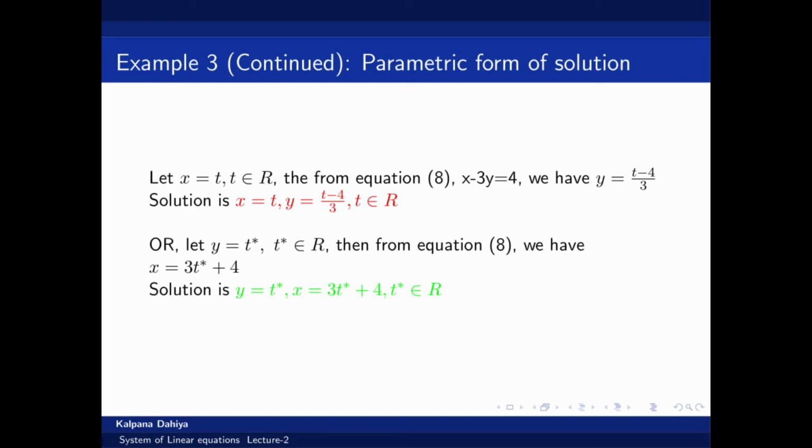Now here I am putting x equal to t. You can put y as any real value. For example, y is t star, where t star is any real number. Then again, using equation number 8, we have x as 3t star plus 4. And finally the solution is y is t star, x is 3t star plus 4, and t star is any real number. Here I am using equation number 8, but there is no restriction. You can use equation number 9 also. We can have a little different form but the same solution.